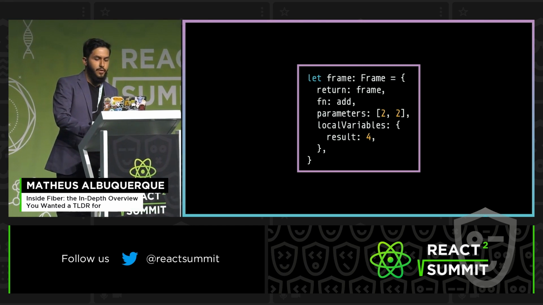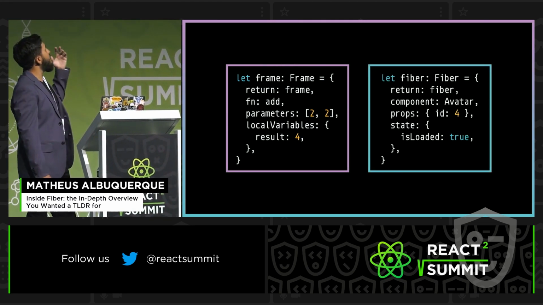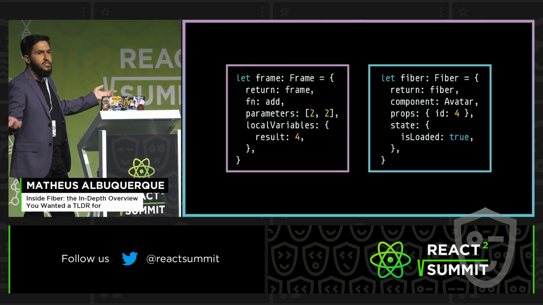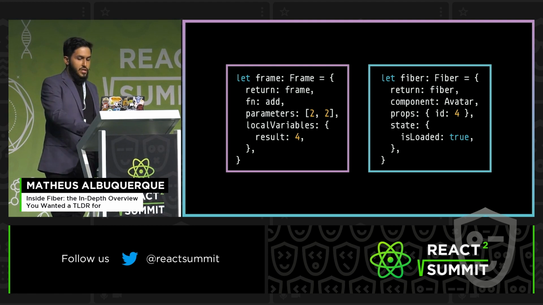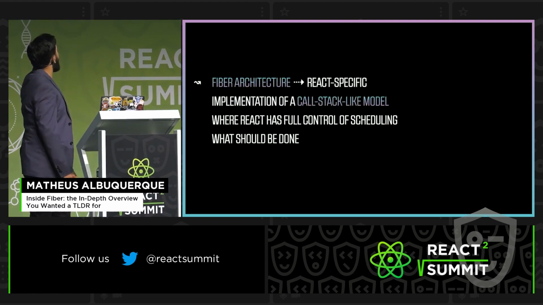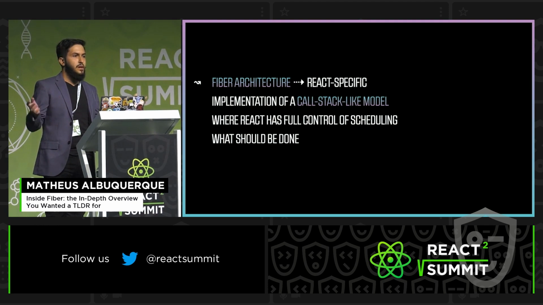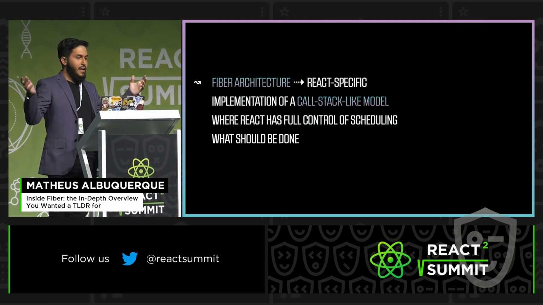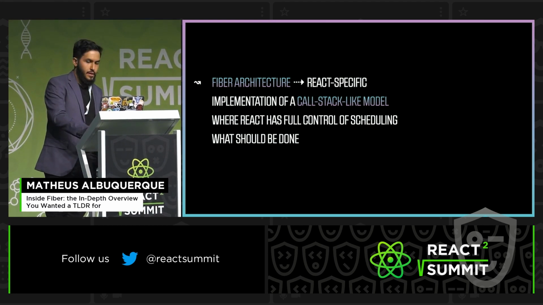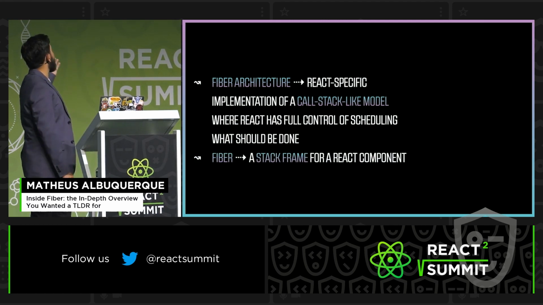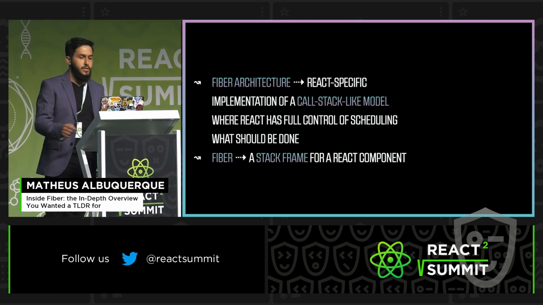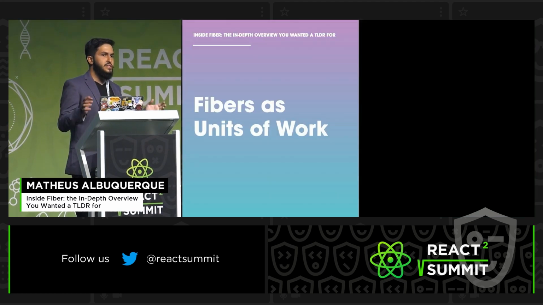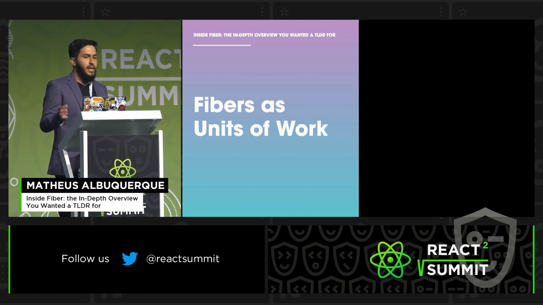If we think about a React component, we can get to something similar. We can think of a fiber in this way, where we have our component instead of a function, our props instead of our parameters, and our component state being our local variables. So we can think of the fiber architecture as this React-specific call stack model that basically gives full control over scheduling of what should be done. And a fiber itself is basically a stack frame for a given React component. But OK, we got to this definition, this parallel with regular stack frames.